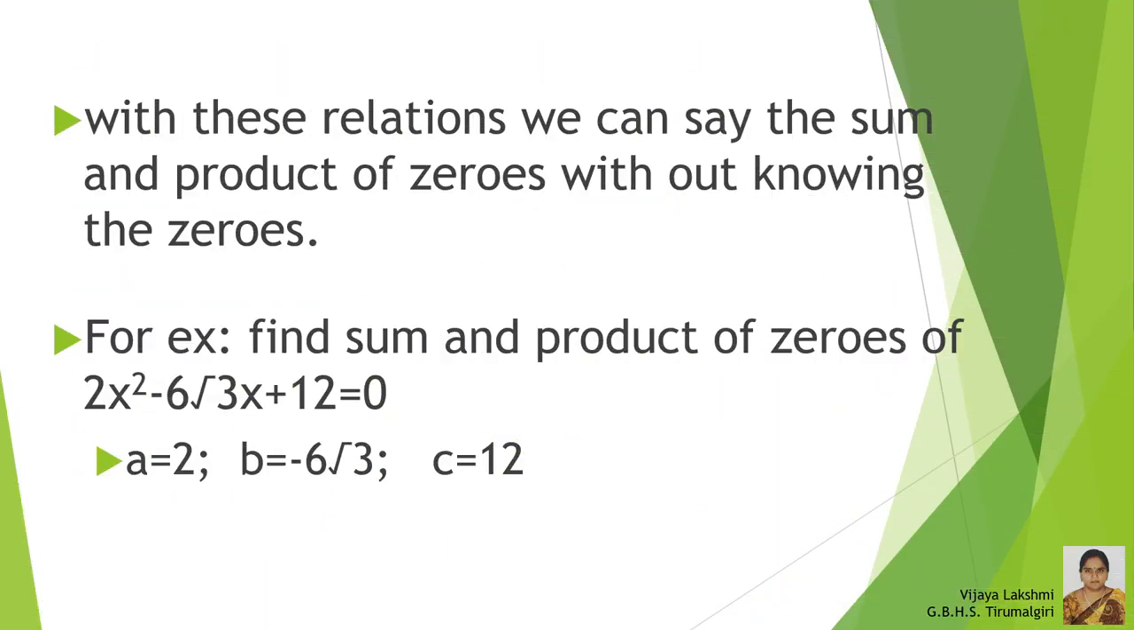Now with these relations, what are the uses we are going to find? So we can say the sum and product of the zeros without knowing the zeros. So alpha plus beta we need not know. Once we know the coefficients, we can directly say what is the sum of zeros and what is the product of zeros. For example, find the sum and product of the zeros of quadratic polynomial 2x square minus 6 root 3x plus 12 equal to 0. So here a is the coefficient of x square which is equal to 2, b is equal to coefficient of x which is equal to minus 6 root 3, and c is the constant 12.